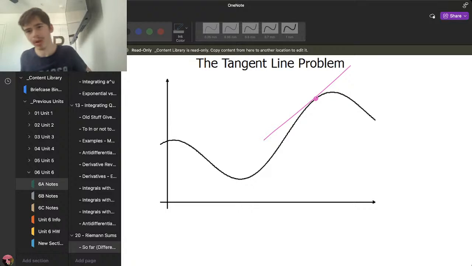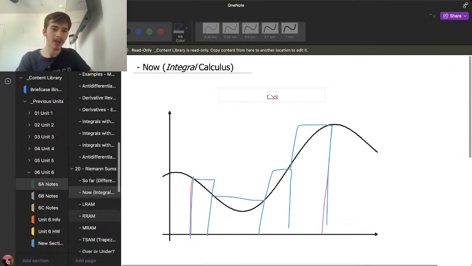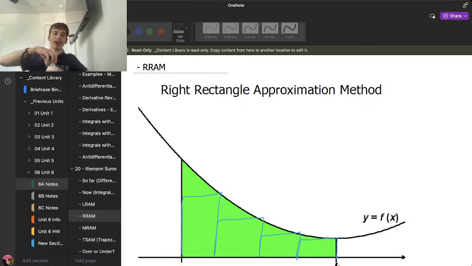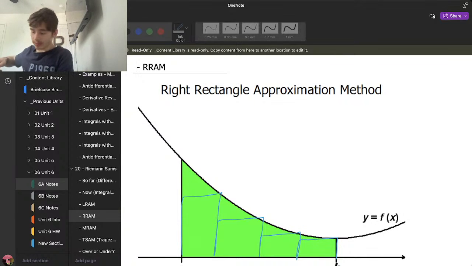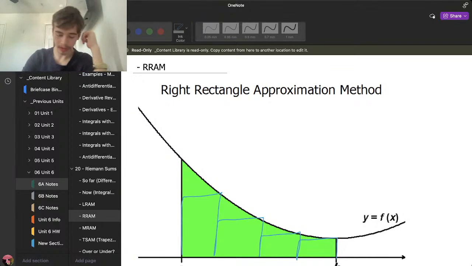Huh. I don't know those types of questions. I feel like I know what you're talking about. I will get to it in a second. But first, basics of Riemann sums. Very easy. RRAM. Use the right point and make your rectangle. I'll cover if it's an over or under approximation.